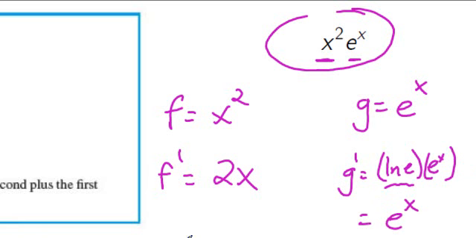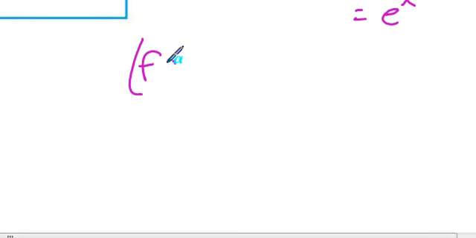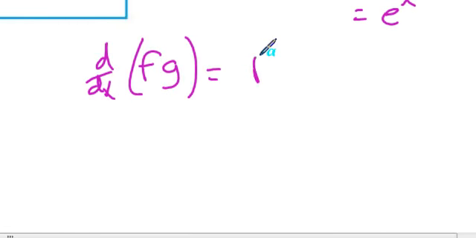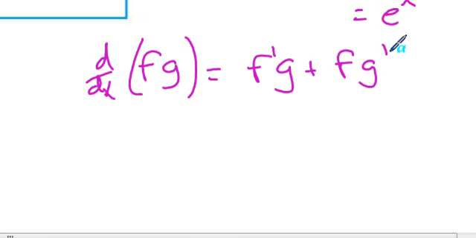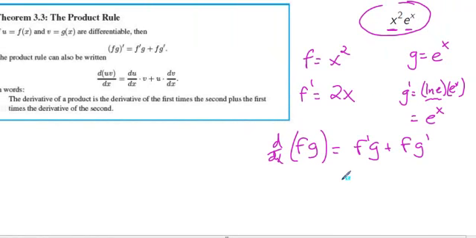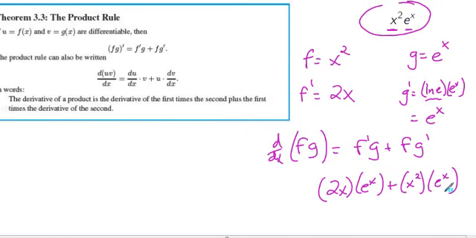It tells us that the derivative of two functions multiplied together is going to be f prime of g plus f g prime. And now that I've identified my four pieces, I know f prime is 2x, my g is e to the x, my f piece over there is x squared, and my g prime is right there, which is another e to the x. So this ends up being the result of the derivative.